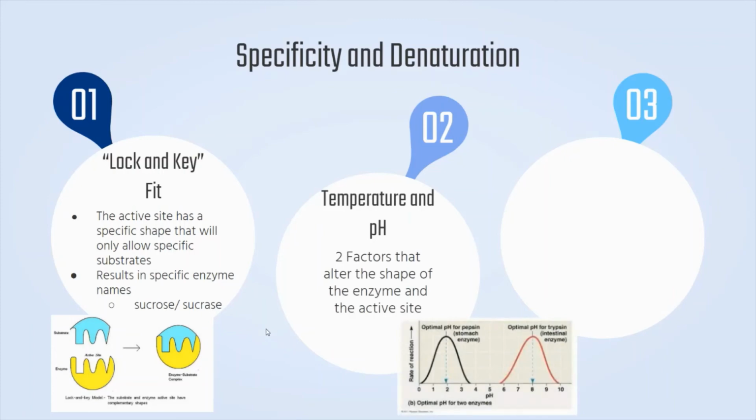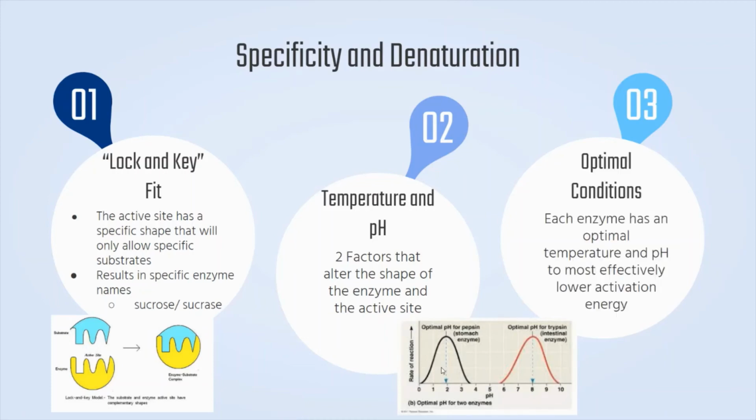And things that can cause denaturation, or a change in the shape, are the temperature and the pH. And what they do is they change the shape of the enzyme and the active site. So you can see in this diagram the optimal pH for two different enzymes. So for pepsin, it will work the best at a pH of 2. If you try to increase or decrease the pH, it will not work as well because the active site will be deformed. So basically, the takeaway from this is each enzyme has an optimal temperature and pH to most effectively lower the activation energy, and we call those optimal conditions.